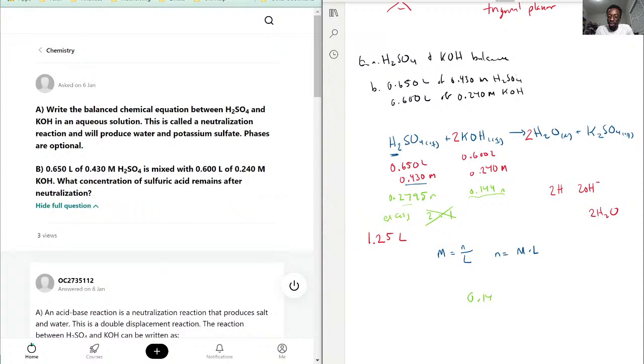So if we have 0.144 moles of KOH, what's going to happen here is for every 2 moles of KOH, there's 1 mole of H2SO4, sulfuric acid. So you have to divide that by 2, which is 0.072. So that means that this right here, the 0.2795, is going to lose only 0.072 moles, okay? So that means we're going to have what's left. Let's see, 0.2795 minus 0.072. We're going to have 0.2075 moles left of the sulfuric acid, okay, after this neutralization.